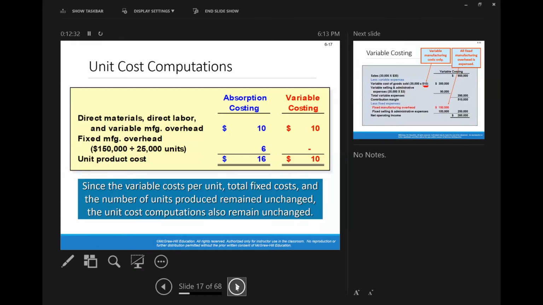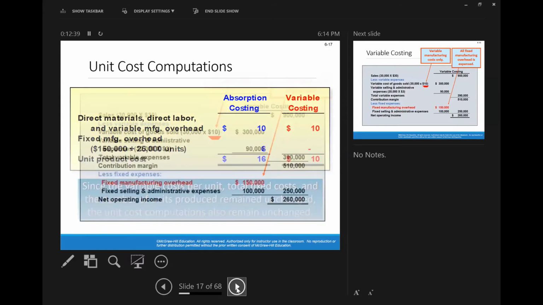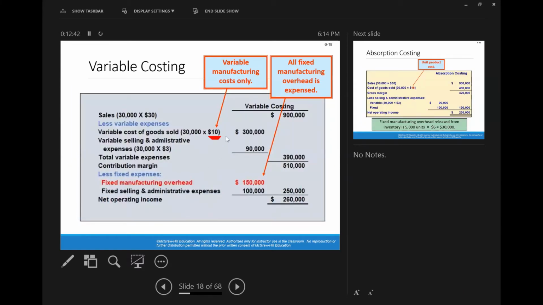Okay, there's our chart again, showing us our cost per unit for absorption costing and variable costing. For variable costing, we have 30,000 units sold at $30, so 900,000, less our variable expenses. The variable cost of goods sold was the 30,000 times 10, so 300,000. And then we had that $3 for the variable selling and admin times 30,000, so 90,000. It gives us a total of 390,000 in expense. So the contribution margin is 510,000.